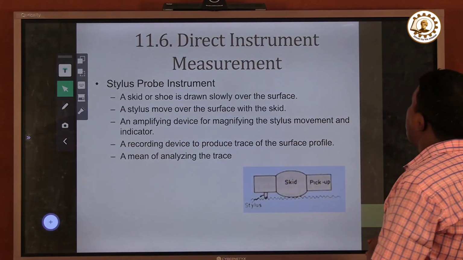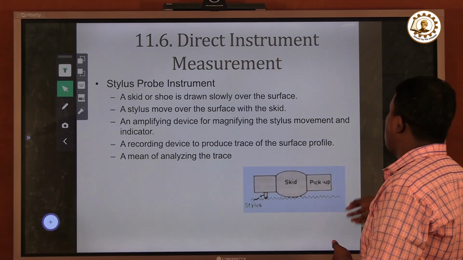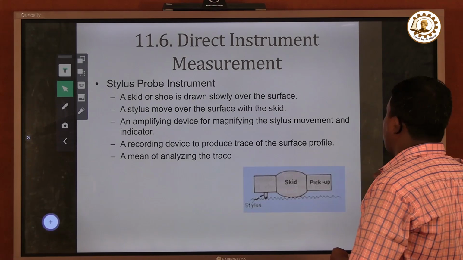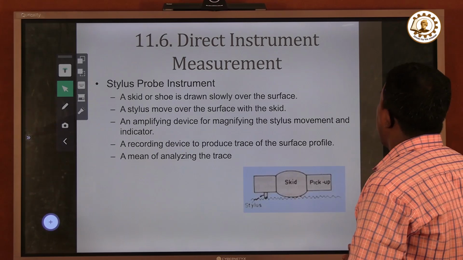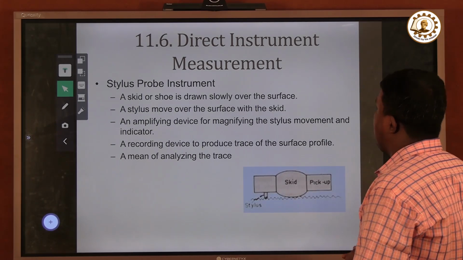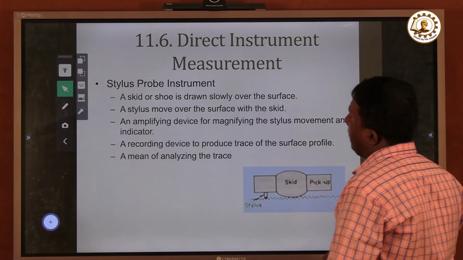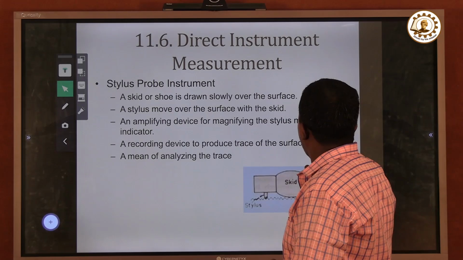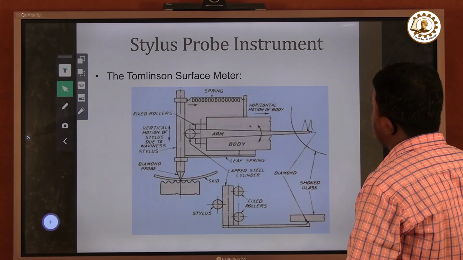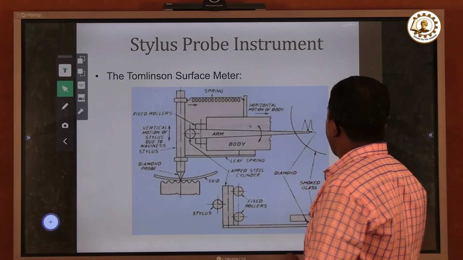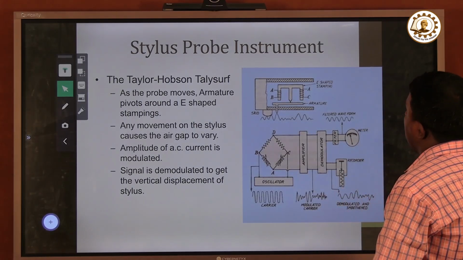In the direct measurement method, the stylus probe instrument, we use a skid or shoe which slowly moves over the surface, and the stylus moves over the surface with the skid, with an amplifying device for magnifying the stylus movement and an indicator. A recording device is provided to produce traces of the surface profile and a means of analyzing these traces. This is simply one Tomlinson surface meter, which is used for measuring surface roughness. And this is the Taylor-Hobson Talysurf, which is also used for measuring surface roughness.